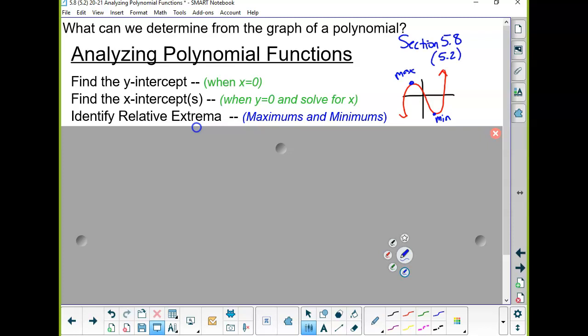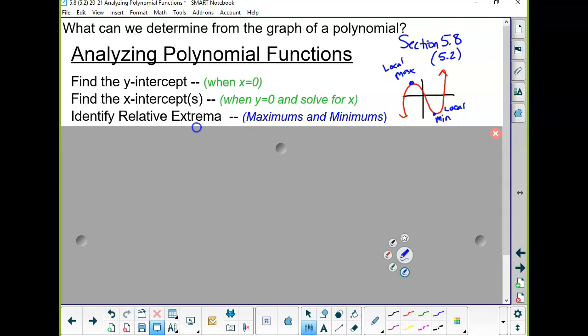The reason why is the arrow goes on forever. So this maximum isn't the maximum out of the entire function. It's the maximum of all the points that are close to it. So you might see the word local thrown out there, and that just means of all the points right around it, that point is the highest. And this could be called a local minimum, because all the points that are pretty close to it, that is the lowest one.